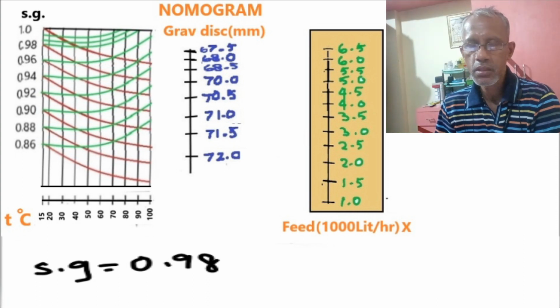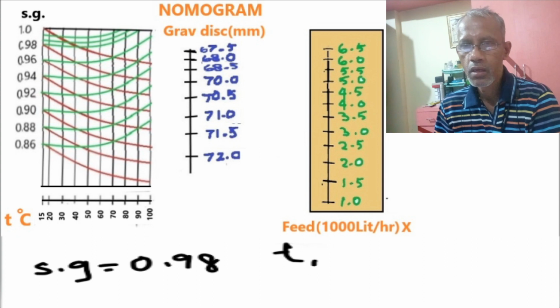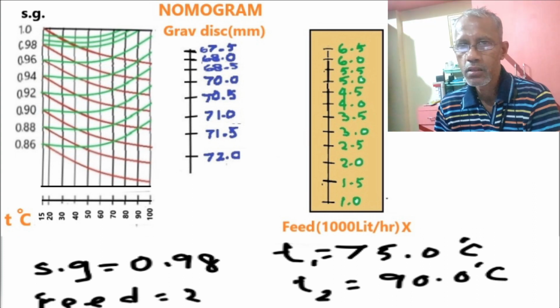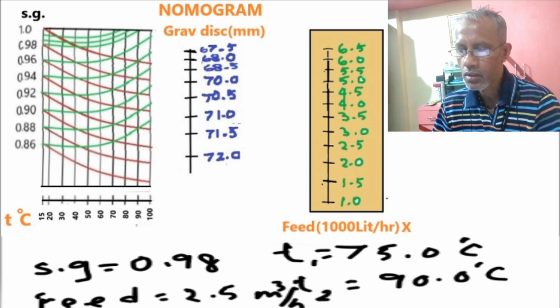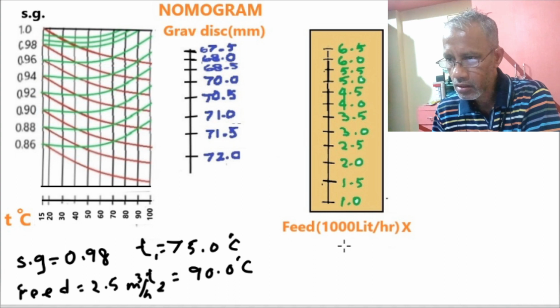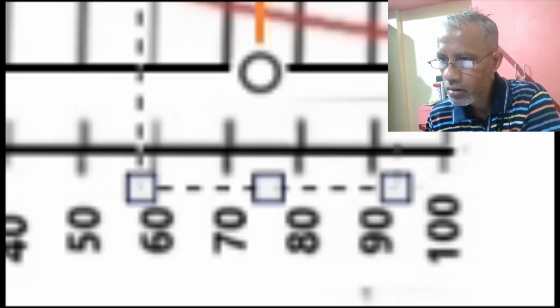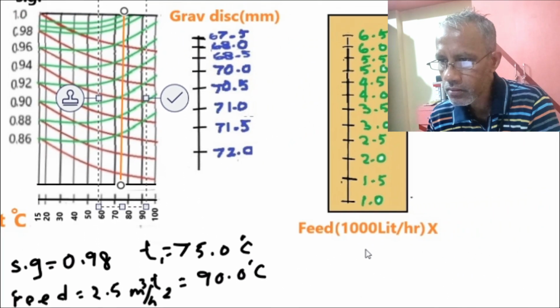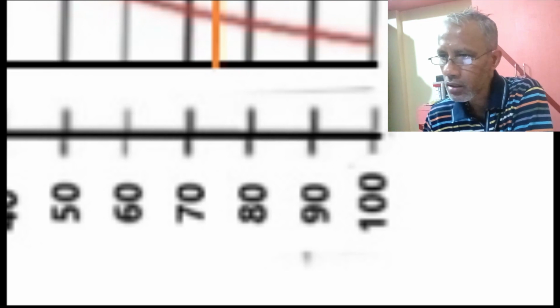Let's take two temperatures. First one, it is 78 degrees Celsius, and the second one is 90 degrees Celsius, and the rate of fluid to be 2.5 meter cube per hour. Okay, now let's trace both the temperature lines, the 78 degrees Celsius and the 90 degrees Celsius lines. So this is the 75 degrees Celsius line, and the one for the 90 degrees Celsius line is another line.